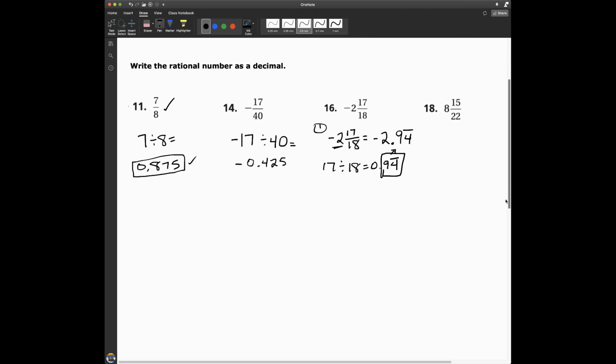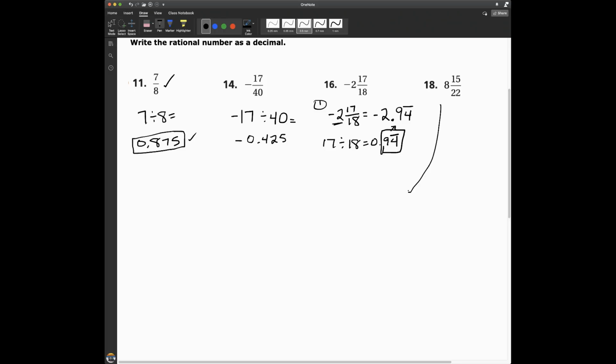Let's take a look at number 18. I'll work it out down here. Again, I'll do this one 2 ways. Let me write this down: 8 and 15/22. That is going to be 8 point, and I could take 15 divided by 22, and when I do that, 15 divided by 22 equals 0.681 repeating. The 81 repeats.